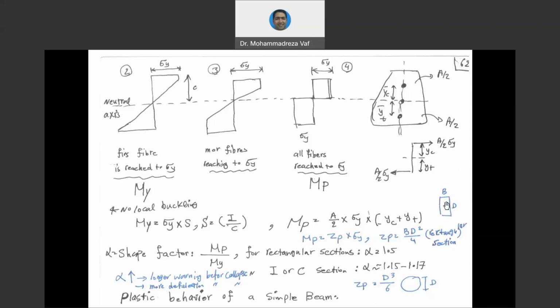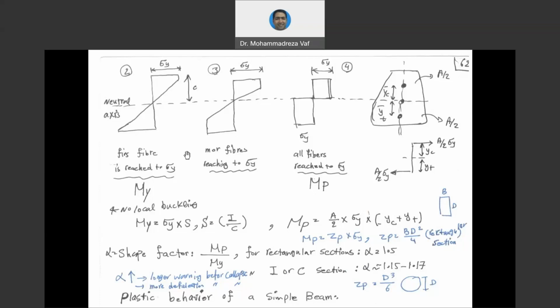If you have a rectangular cross section, the value is 1.5, meaning from the time that the first fiber reaches yield until the time that all fibers reach yield, we need around 1.5 times more bending moment. But when it comes to I-shape or C-shape cross sections, it is around 15% to 70% larger. For your information, the larger the shape factor, the better for plastic analysis and design. The reason is that when you have a larger shape factor, you have more time to leave the building before your structure collapses.